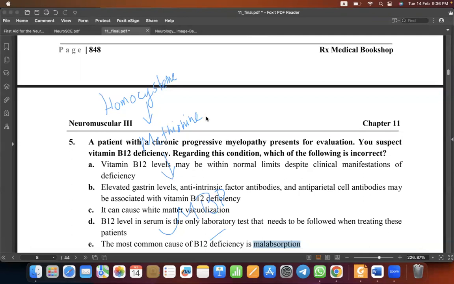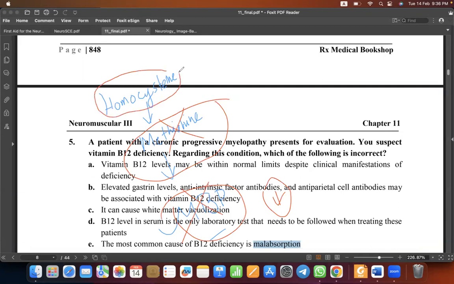Whenever B12 is absent, we cannot form methionine, so we will not be able to form myelin basic protein. So there will be demyelination of certain tracts. And the important thing is that the homocysteine level will be elevated, as there will be no methionine. So methionine is a very important thing. Through some enzyme, possibly S-adenosyl methionine, it is converted to form myelin basic protein.